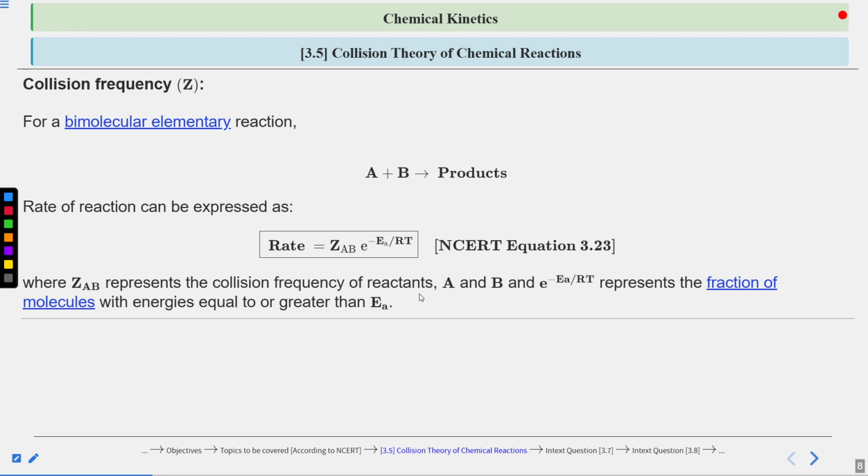In this rate equation, ZAB represents the collision frequency of the reactants, that means per second per unit volume, the frequency of collision between reactant molecules A and B. The other term, e to the power minus EA by RT, represents the fraction of molecules with energies equal to or greater than EA, the activation energy. It tells how much fraction of molecules in our reaction have energies equal to or greater than the activation energy.